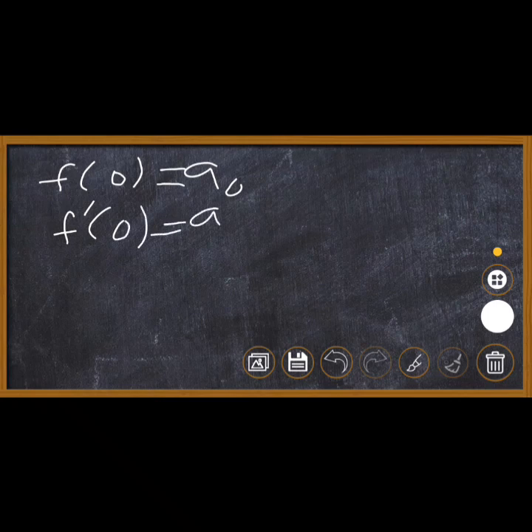So remember, we have two things. Firstly, when we replaced with 0 in f of x, we had a0. When we replaced with 0 in the first derivative, we had a1. So let's also differentiate twice as well. So let's differentiate twice.